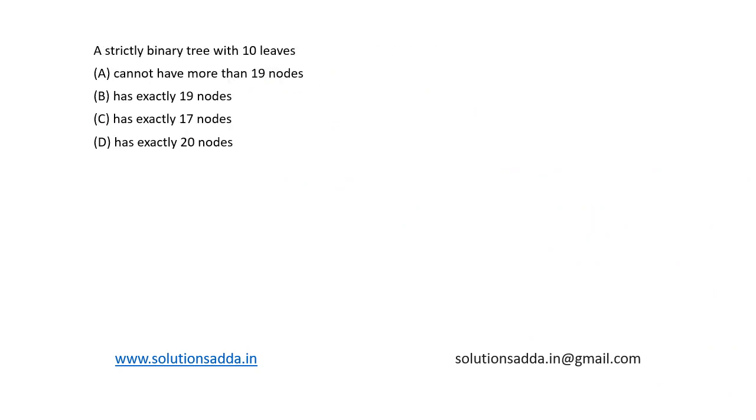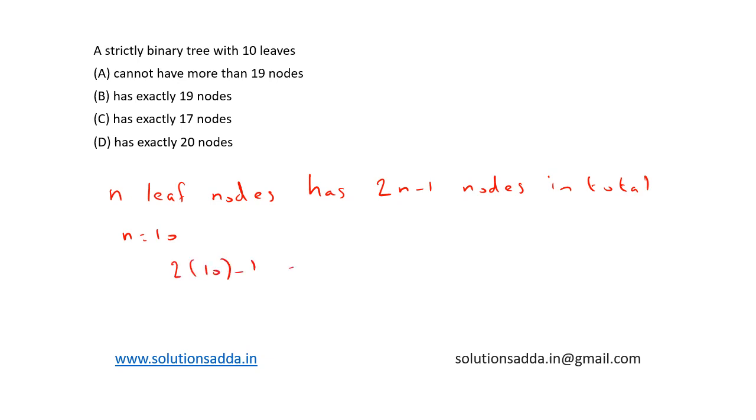This is a question from data structures. A strictly binary tree with 10 leaves, and 4 options are given: cannot have more than 19 nodes, has exactly 19 nodes, exactly 17 nodes, and exactly 20 nodes. The basic concept is that a strict binary tree with n leaf nodes has 2n minus 1 nodes in total. Here n is equal to 10. So 2 into 10 minus 1 is equal to 19 nodes in total. So the correct answer is option B, 19 nodes.